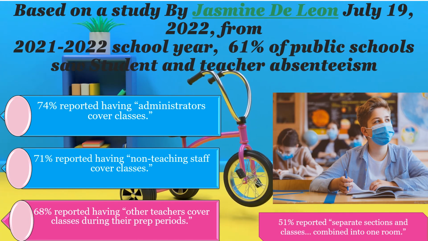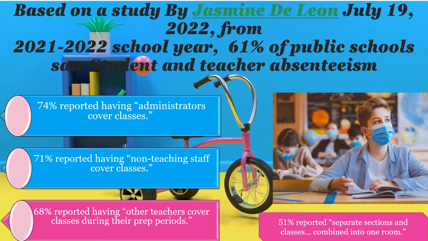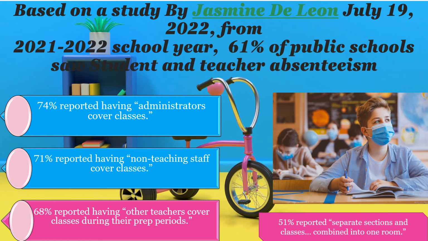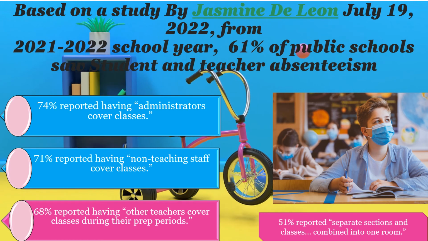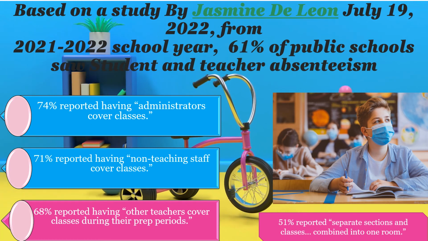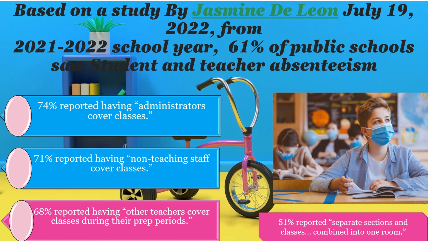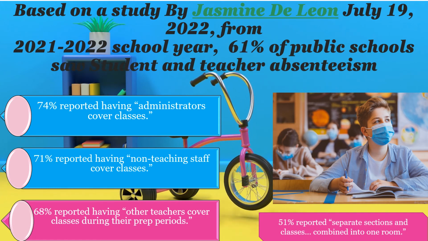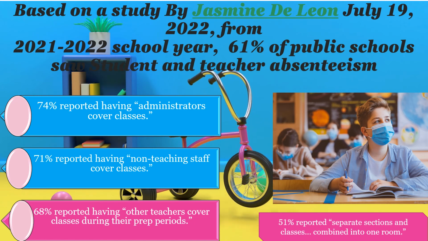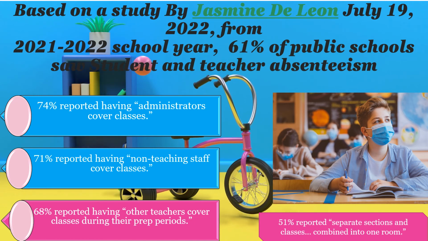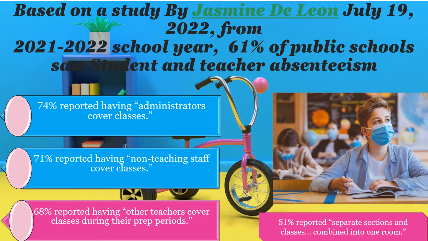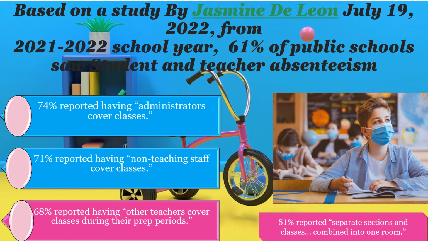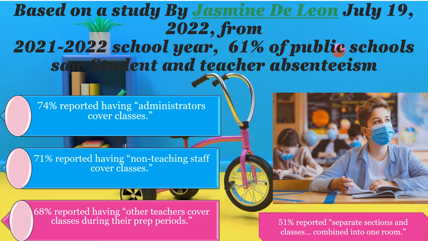Based on a study by Jasmine De Leon on July 19, 2022, from the 2021 to 2022 school year, 61% of public schools saw student and teacher absenteeism. 74% reported having administrators cover classes. 71% reported having non-teaching staff cover classes. 68% reported having other teachers cover classes during prep periods. 51% reported separate sections and classes combined into one room.